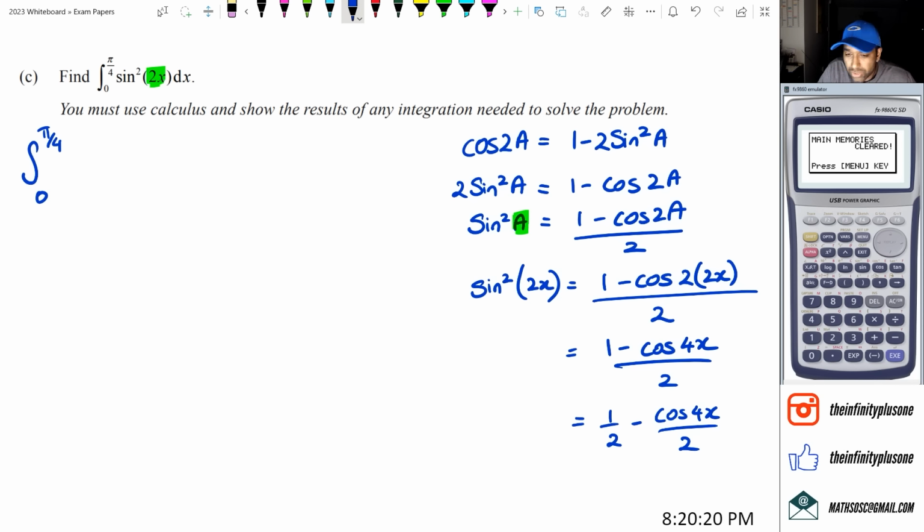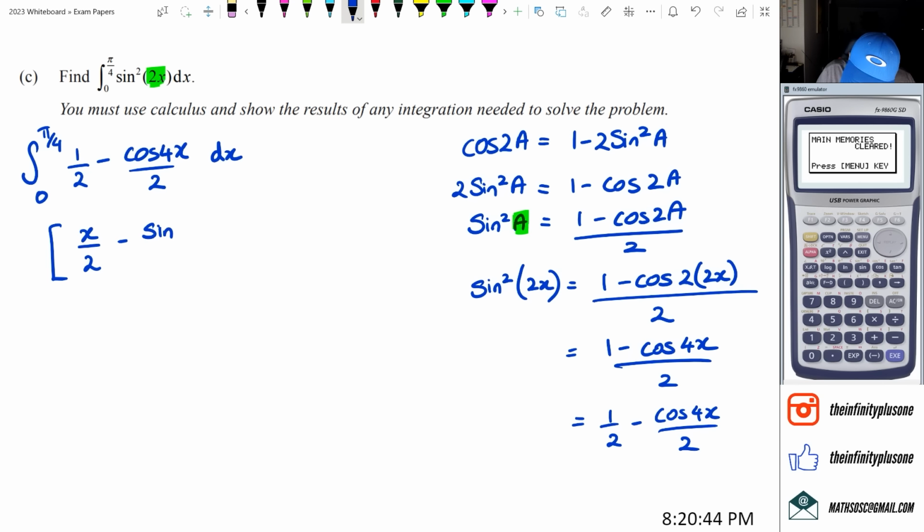And instead of sine squared 2x, I am going to write half minus cos 4x over 2 dx. And at this point now I can start integrating it. So when I integrate half, I'm going to get x over 2 minus integration of cos 4x is sine 4x over 2. But of course remember, you've got to divide by the differentiation of whatever is inside this red bracket.